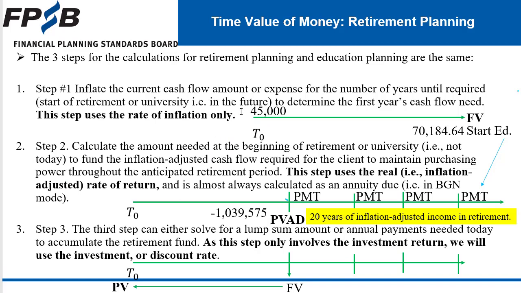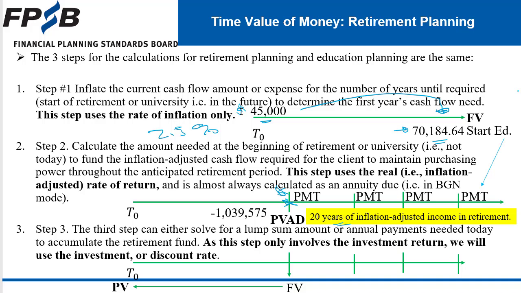So just catching up on our graphic. John has $45,000 in today's dollars of purchasing power that he wants to have in retirement 18 years from now. So step number one, we calculated the future value. We just used the rate of inflation, 2.5%, as our IY. So $45,000 today is equivalent to $70,184. That becomes the payment that John wants to receive at the beginning of the 20 years of inflation adjusted retirement. That amount is actually going to go up by 2.5% every year.